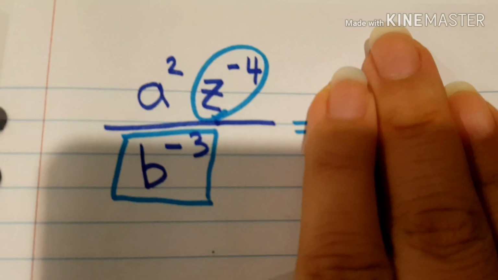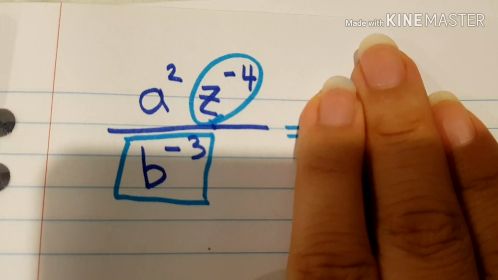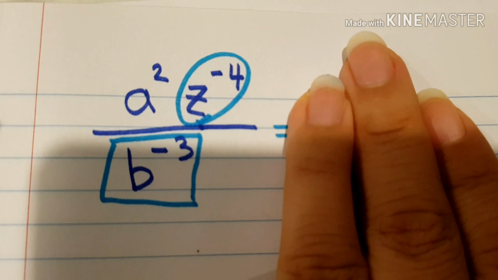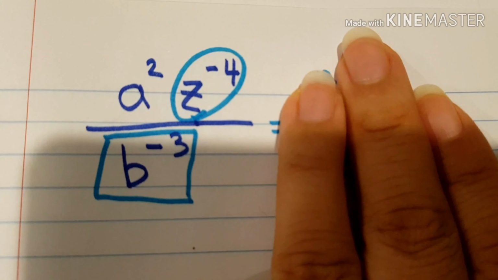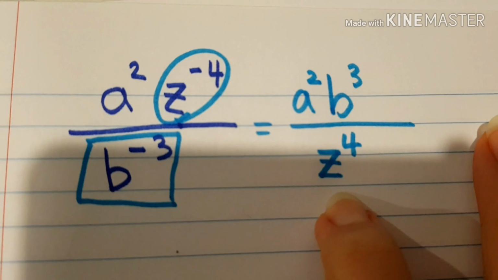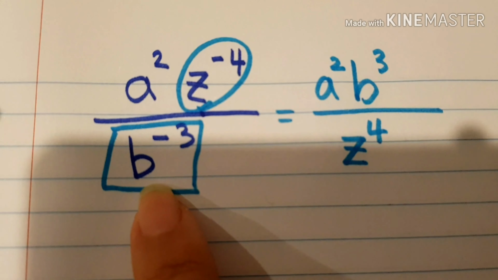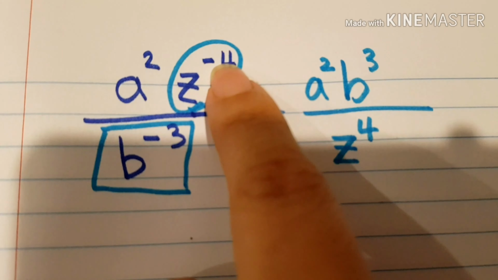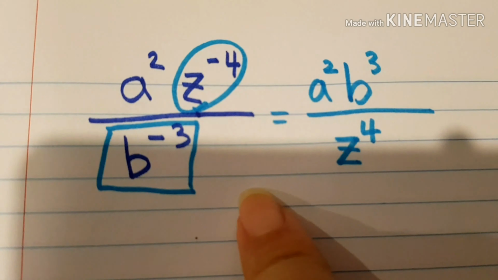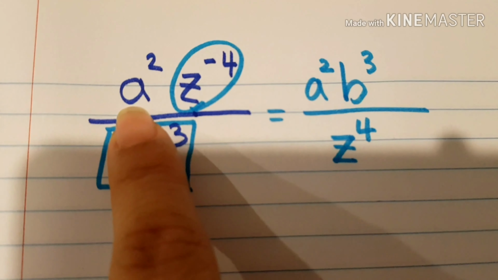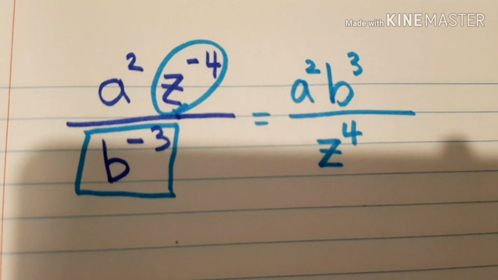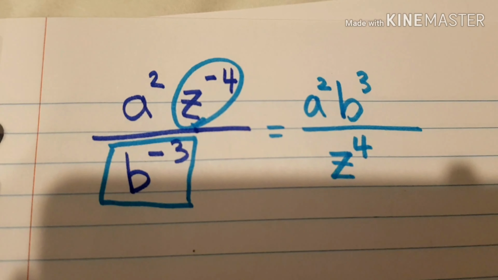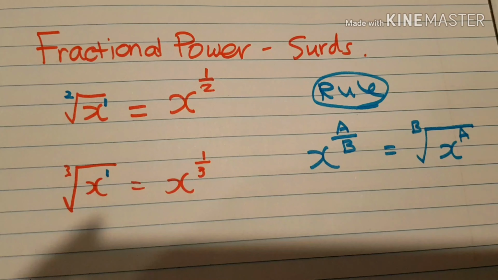Now look at this question. I have a negative power for Z and a negative power for B, so this is going to flip. The top one will come down like that, Z to the power 4, and B to the power of negative 3 will go up there, because it has a negative power, it will go up. This one has a negative power, so it will come down, and A has a normal power of 2, so it stays where it is. And if you need to simplify, please do so. However, in this case, you do not need to.